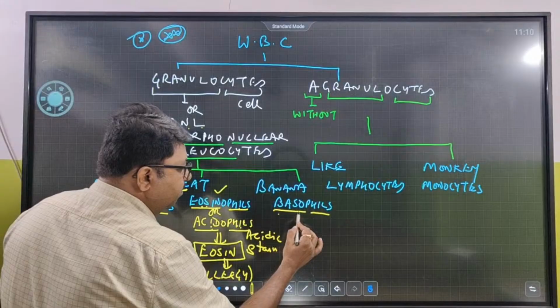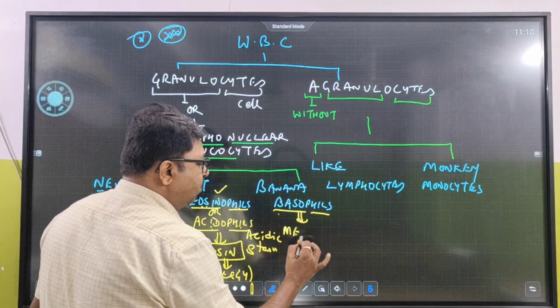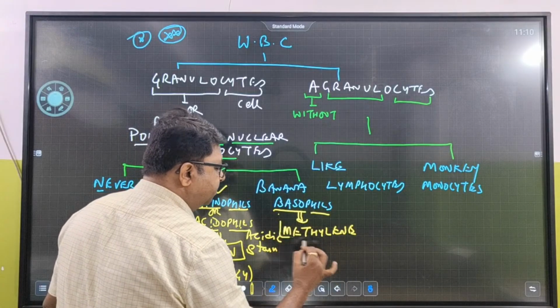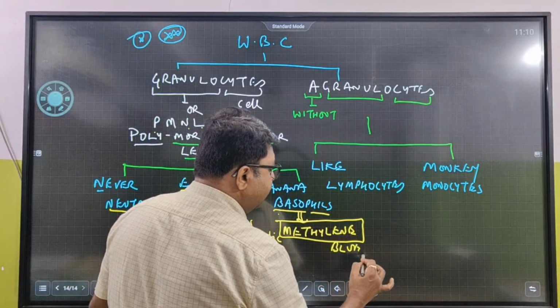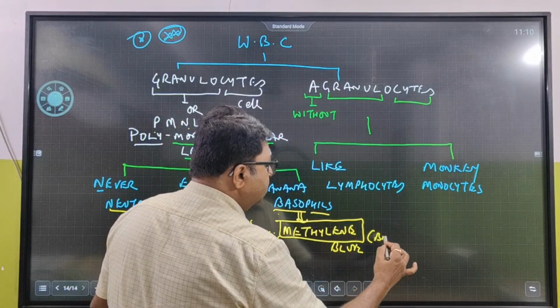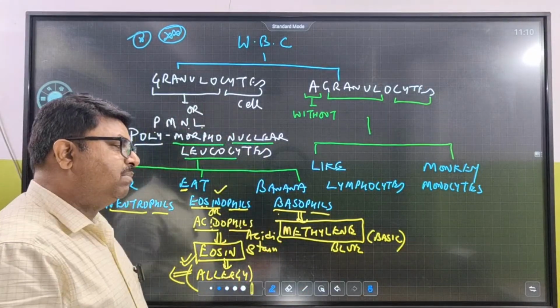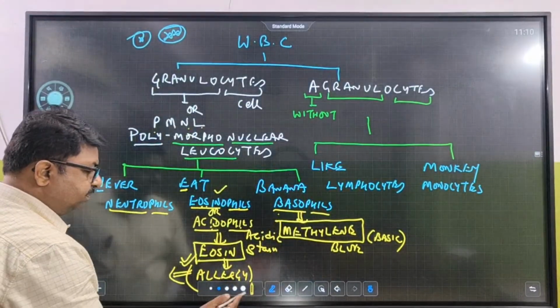Now, when we talk about basophils, that means they can be stained by a basic stain. And what is the name of that basic stain? That is methylene blue. Methylene blue is a basic stain, so they can be stained by a basic stain named methylene blue. What is the function of basophils?